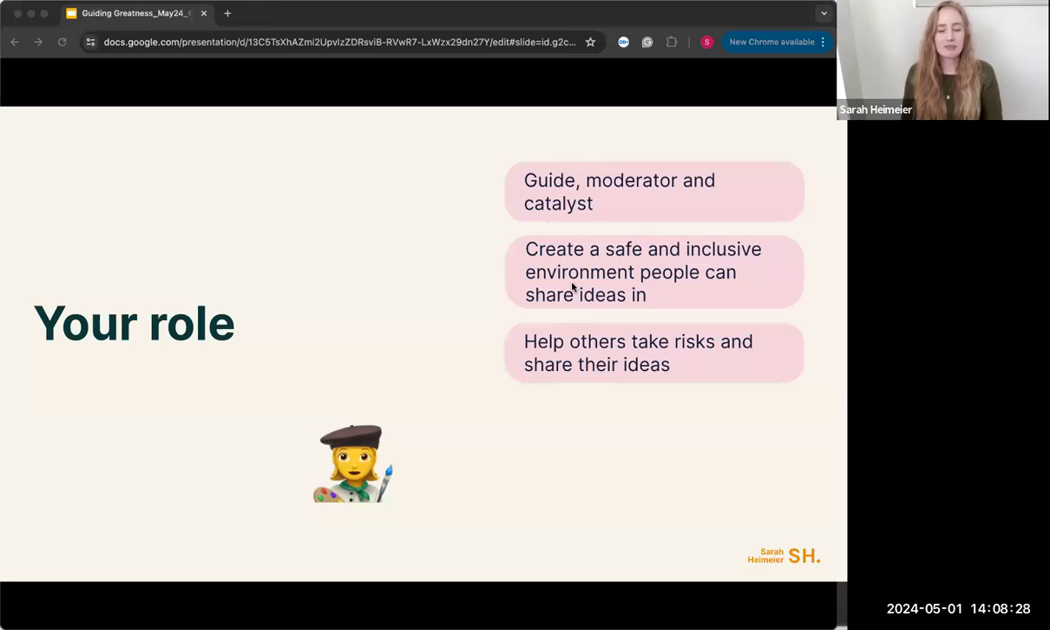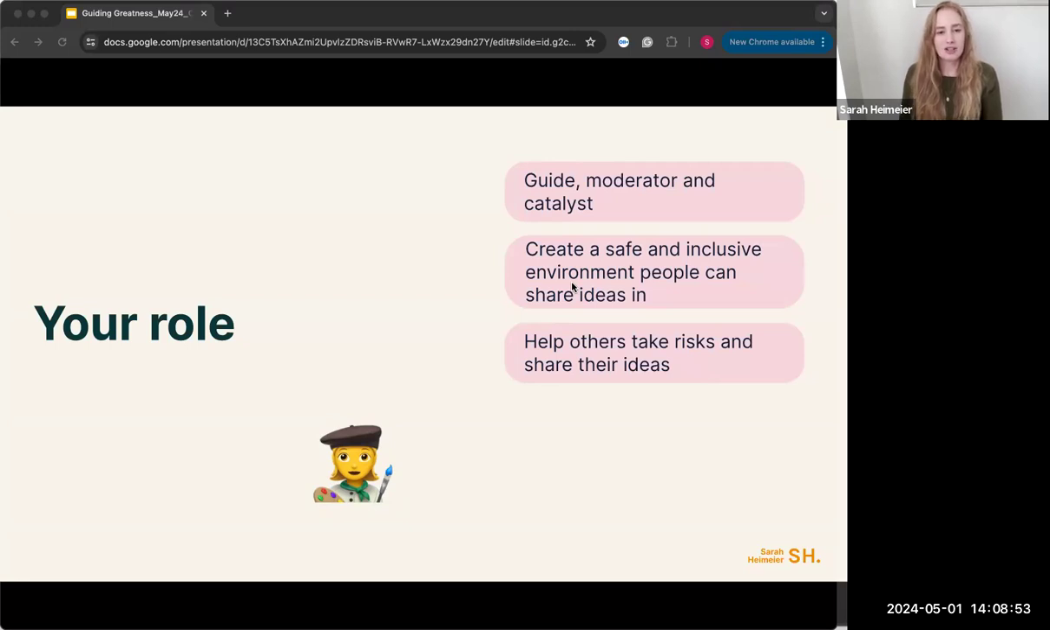The other part of being a moderator is to create a safe and inclusive environment so that everyone feels like they can share ideas. If you have really strong voices, make sure you're sharing the microphone with everyone so that they can all engage. The other part is helping others to take those risks and share their ideas, ensuring that you have psychological safety.